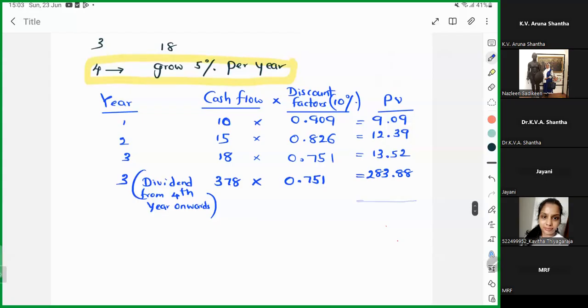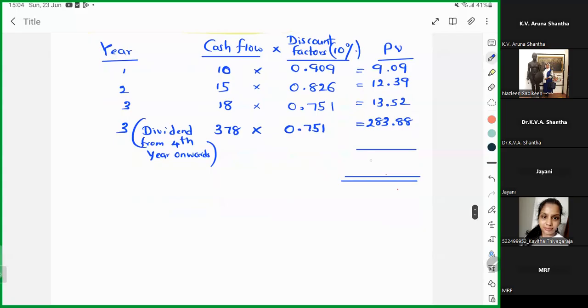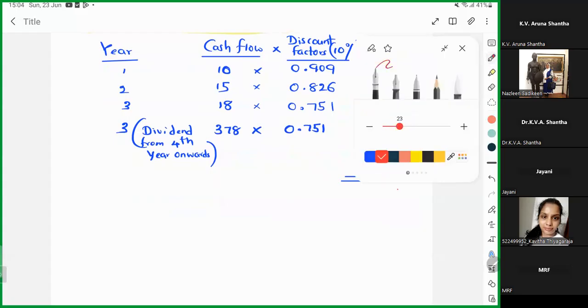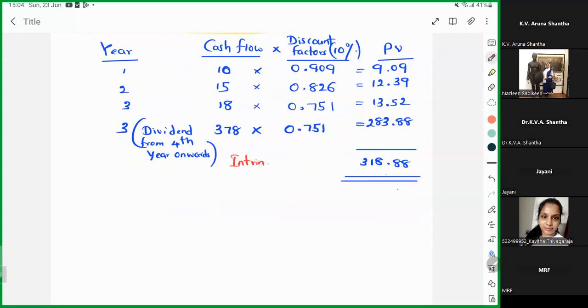Right. Now you can get the total of the present values. How much? Total of the present values. How much? Is it 380? 318.88. Yes, sir. So this is intrinsic value per share. Right. So intrinsic value per share. Any questions?